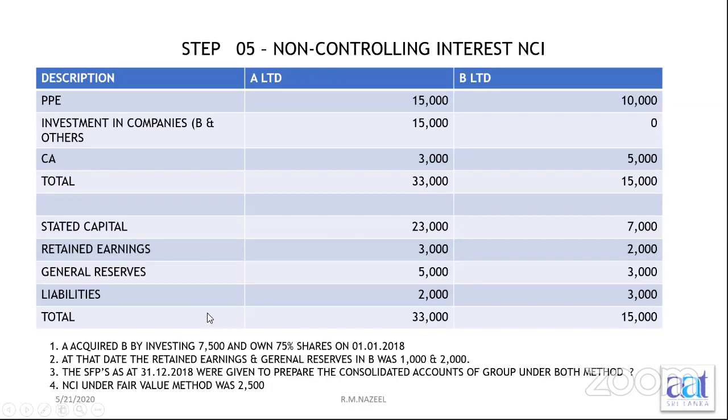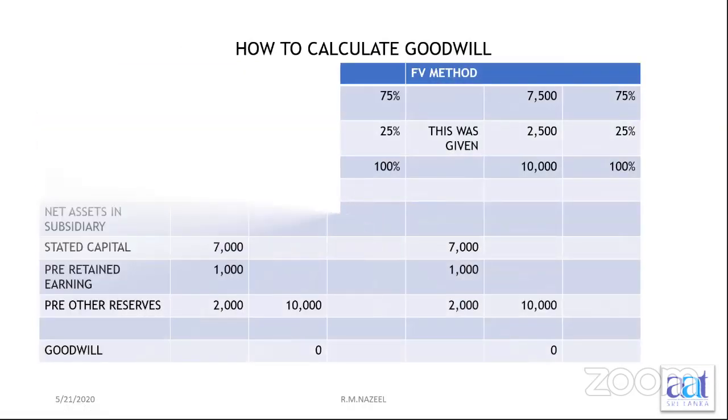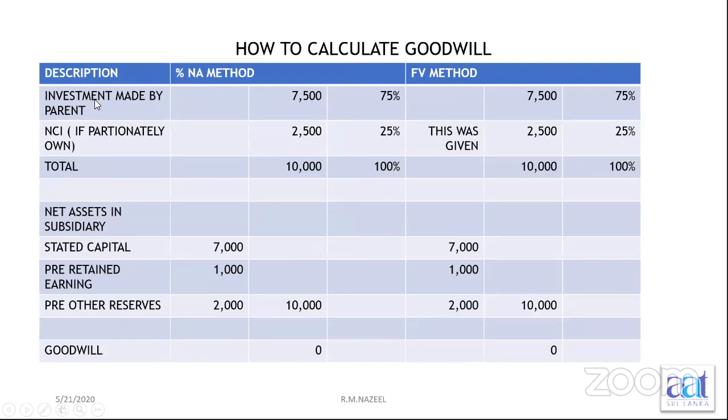Clear? Now see how to calculate the goodwill. Parent has an investment of 7,500, which represents 75%. But you need to have 100% investment. What you did was, for NCI, you got 2,500. How did you get 2,500?